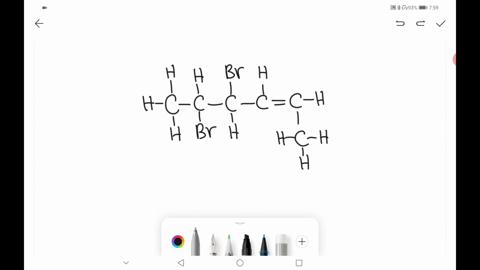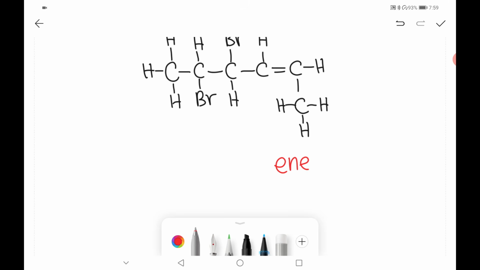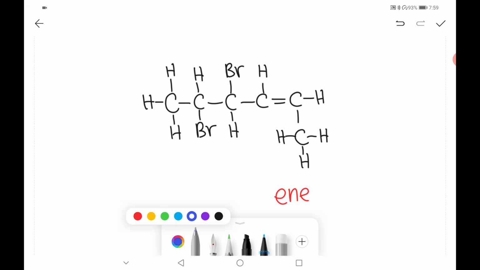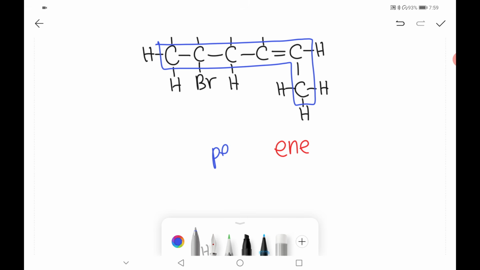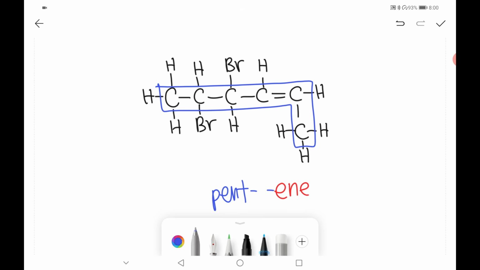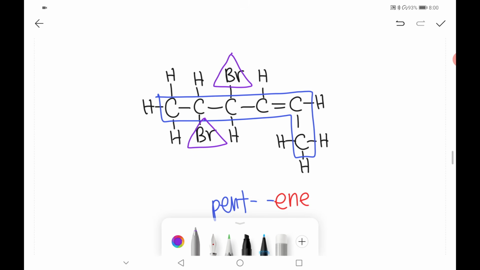As you can see, in this question you have a double bond, so it's alkene. So we let the name finish with ene. We go to find the longest carbon backbone, which is here. The longest carbon backbone has 5 carbons, which is called pentene. So put a space here for the location of the double bond later. Outside the backbone, you have bromine and bromine.